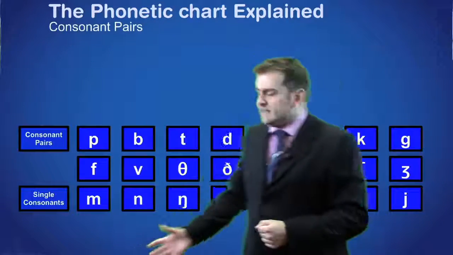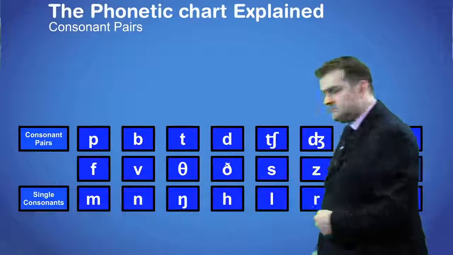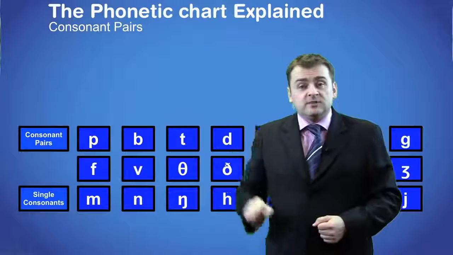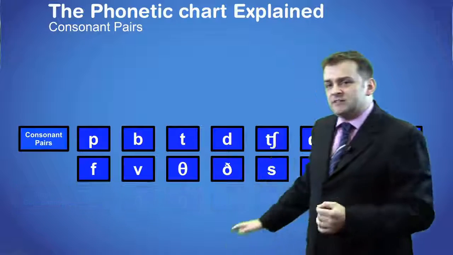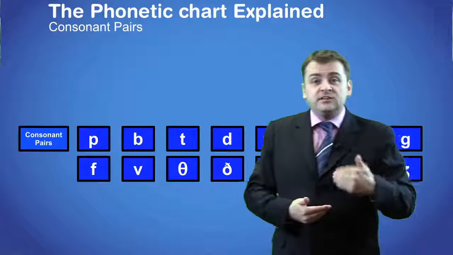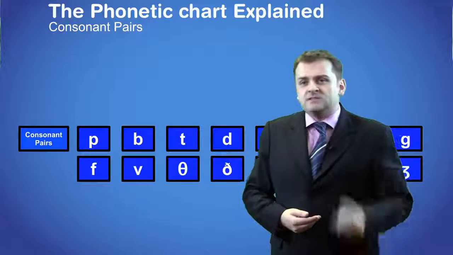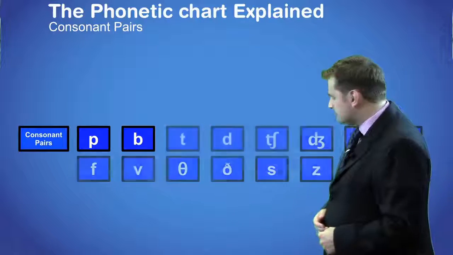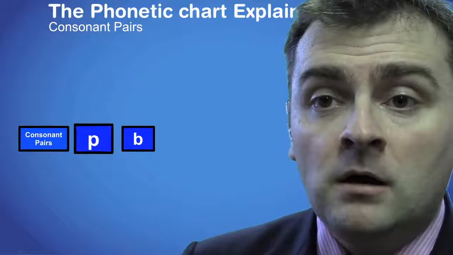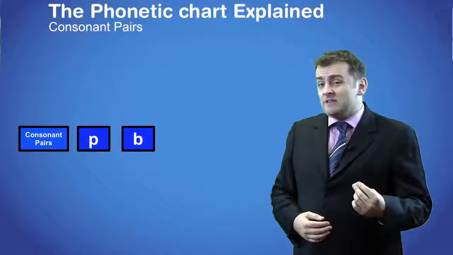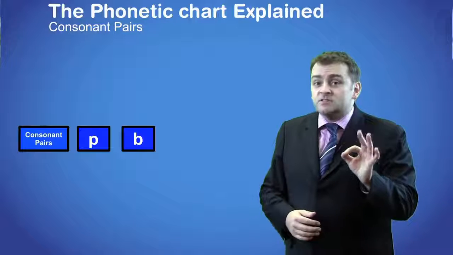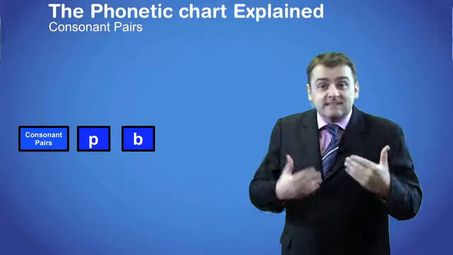The third section is the consonant sounds. The first 2 rows are sometimes called consonant pairs. This is because the sounds of each pair are produced in a very similar way. Let's look at the first pair. P and B. The sound is very similar, and the physical shape of the mouth is almost exactly the same.